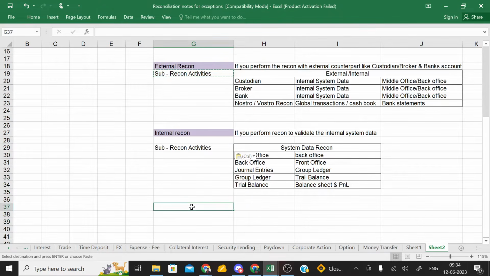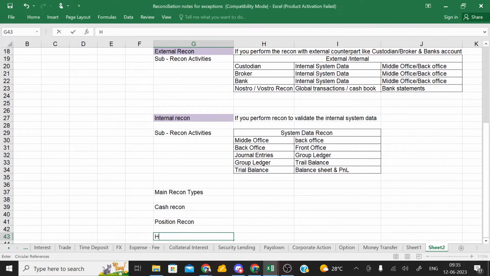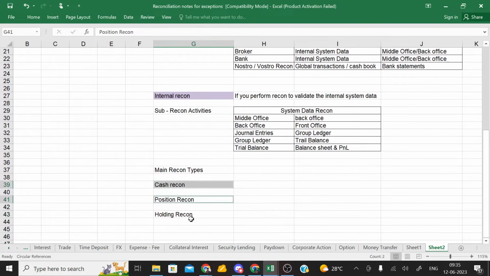Apart from that, you would see main types. There are three main types of recon. Main recon types. One, cash recon. Then another one is position recon, and holding recon. Cash recon, position recon, and holding recon.